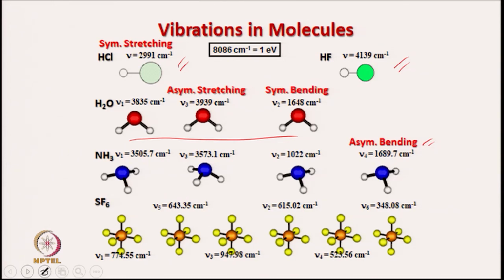For H2O, it is a triatomic and nonlinear molecule, so 3n minus 6 gives 3 normal modes of vibration. For ammonia, you have 4 atoms, so 3n minus 6, 4 into 3 minus 6. So, there are going to be 6 different kinds of vibrations.